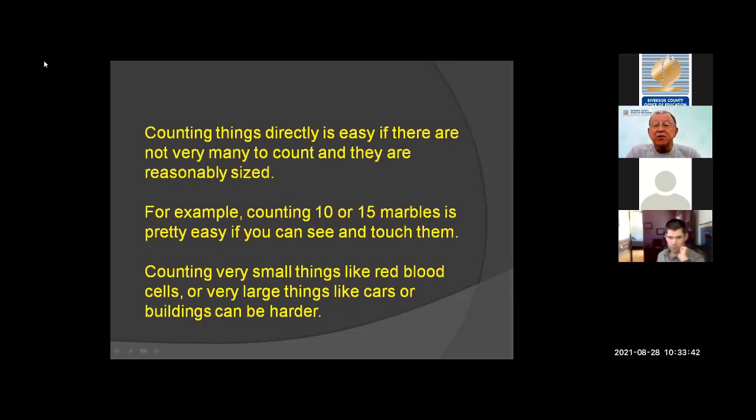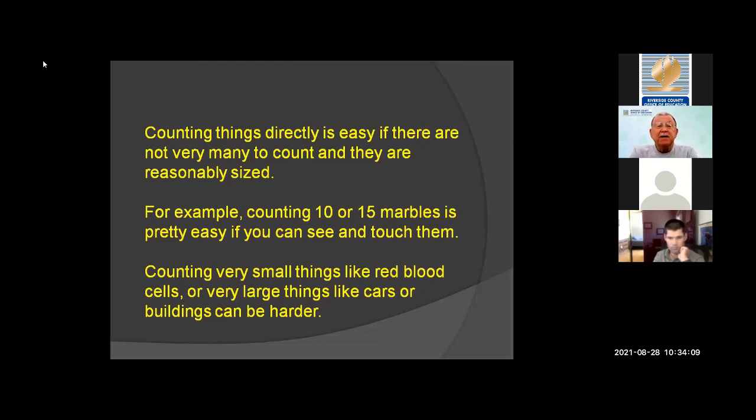Counting things directly is pretty easy if there's not very many of them. If you have 10 or 15 marbles, for example, it's pretty easy if you can see them and touch them. If you can't count 10 or 15 marbles, you probably should be doing something else for a living. But counting very small things, say red blood cells, or very large things like cars or buildings or planets or moons or stars can get a great deal harder. There's a lot more things that you have to think about when you're trying to come up with a method to do that.